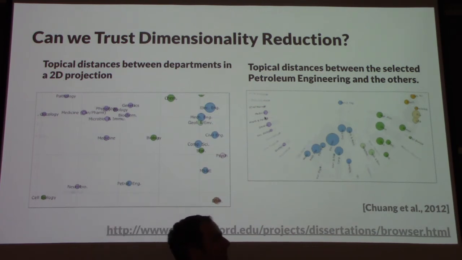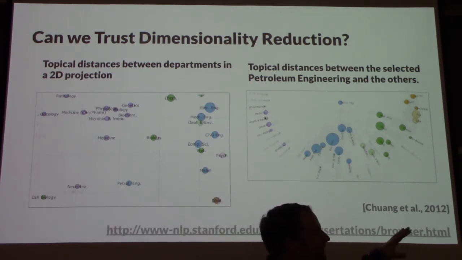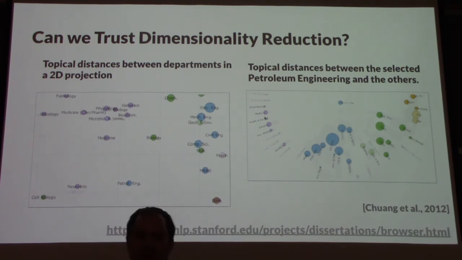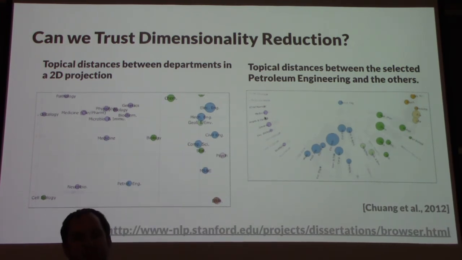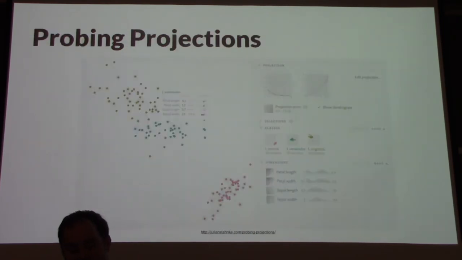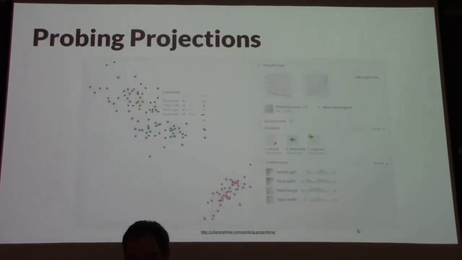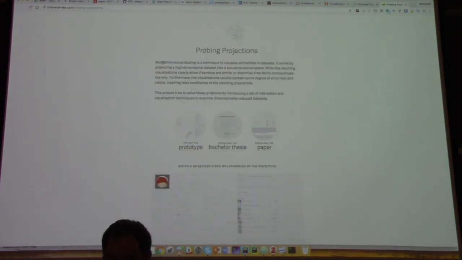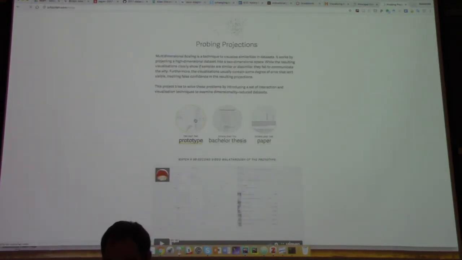So the take-home point here being these embeddings in 2 dimensions can be super helpful, but you always have to take them with a grain of salt. You have to inspect actual distances. This is a great project that makes this very explicit. This was an InfoVis paper from last year. This was a bachelor's thesis.